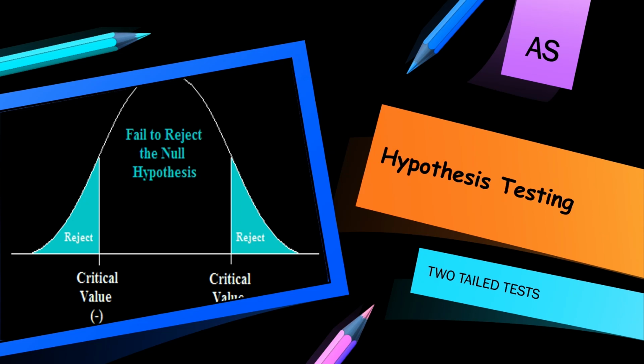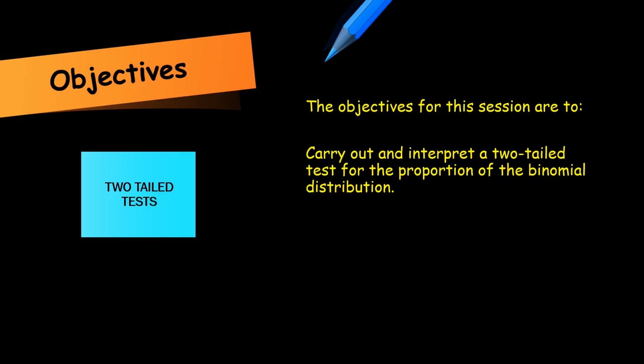Welcome to the session on hypothesis testing, two-tailed tests. The objectives for this session are to carry out and interpret a two-tailed test for the proportion of the binomial distribution.